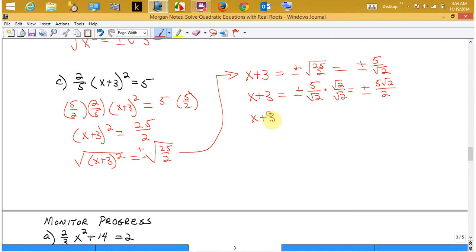x plus 3 is equal to plus or minus 5 times the square root of 2 over 2. Now we're going to subtract 3 from both sides, and that 3 that we subtract is going to be before this plus or minus. So that's going to be x is equal to negative 3 plus or minus 5 times the square root of 2 all over 2.